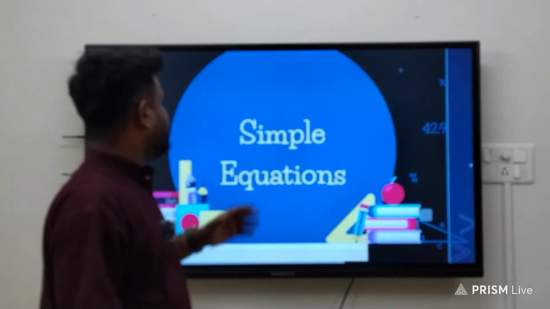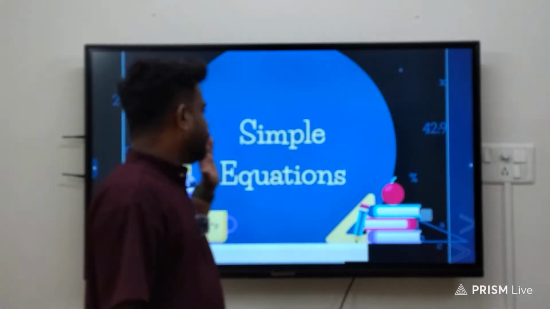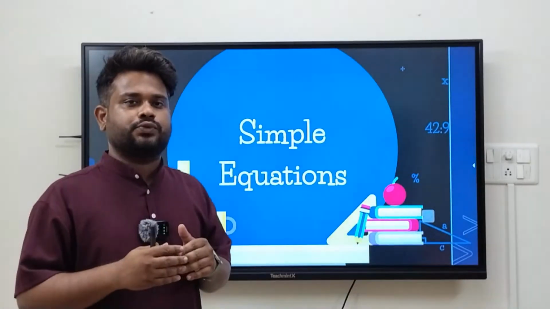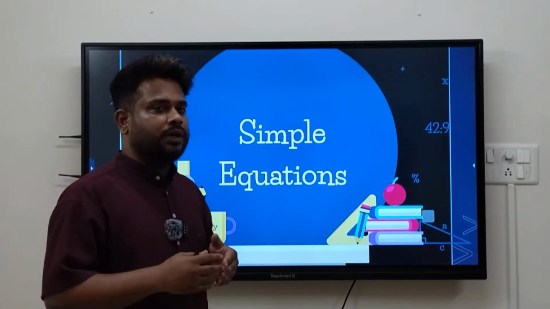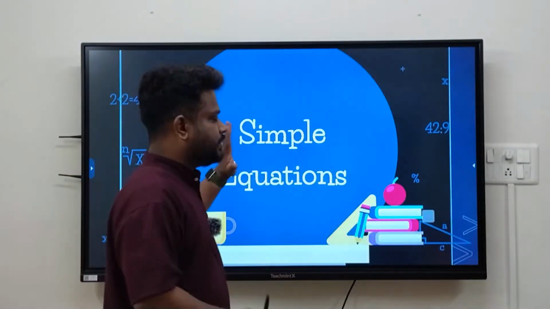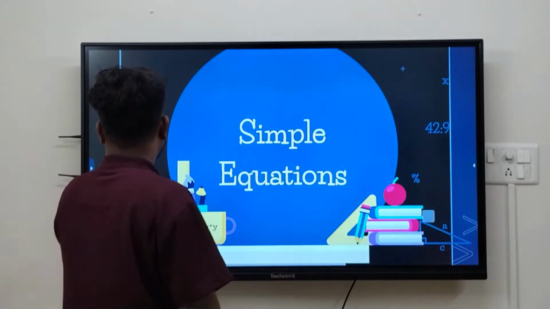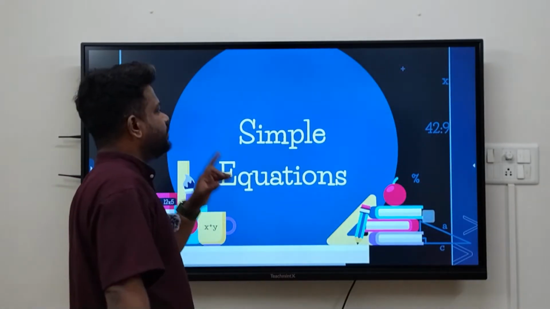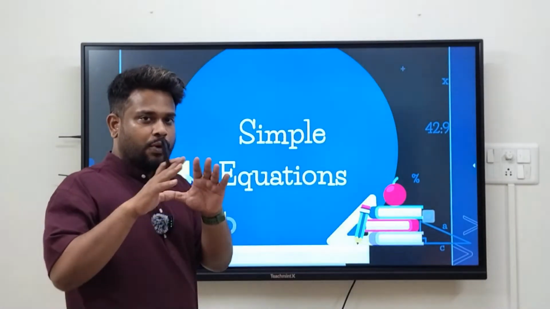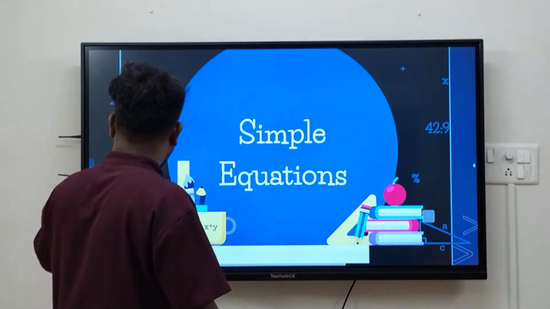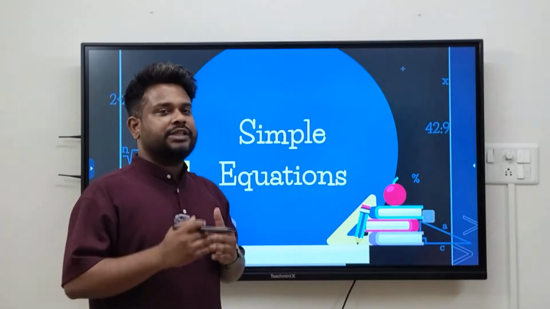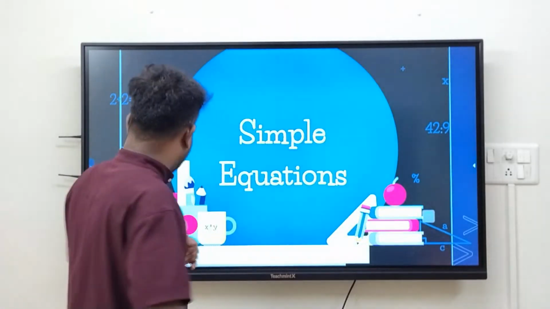So today we are going to discuss simple equations. This chapter is meant for CBSE class 7 students, but it will be beneficial for ICSE students as well. And if you are in class 6 and want to excel a little bit more in algebra, then this chapter will also be beneficial for you. This chapter is just an extension of the algebra chapter which you have learned in class 6. Okay, so let's start.